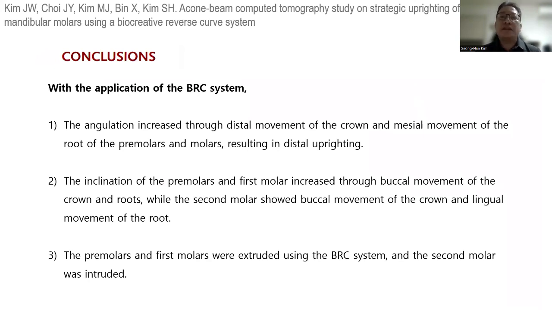Yes, these are the conclusions of this article. With the application of the BRC system, the angulation and inclination of premolars and molars increased gradually. Unlike the previous study, the first molar was also extruded, while the second molar was intruded.